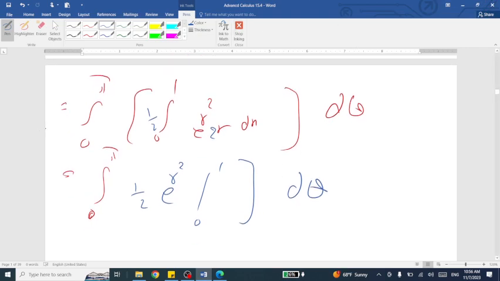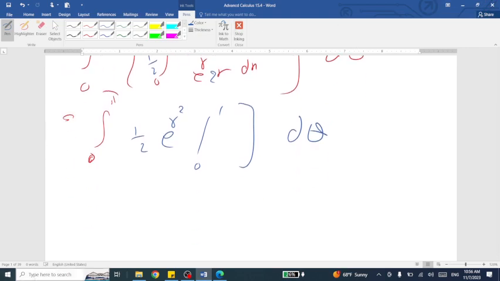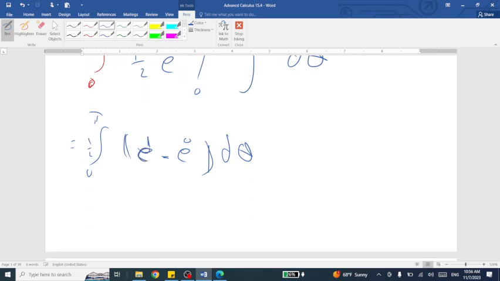Now, one over 2 times e to the power 1 minus e to the power 0. Am I right? When r is 1, e to the power 1, when 0, e to the power 0. So we have 1 over 2, e minus 1.